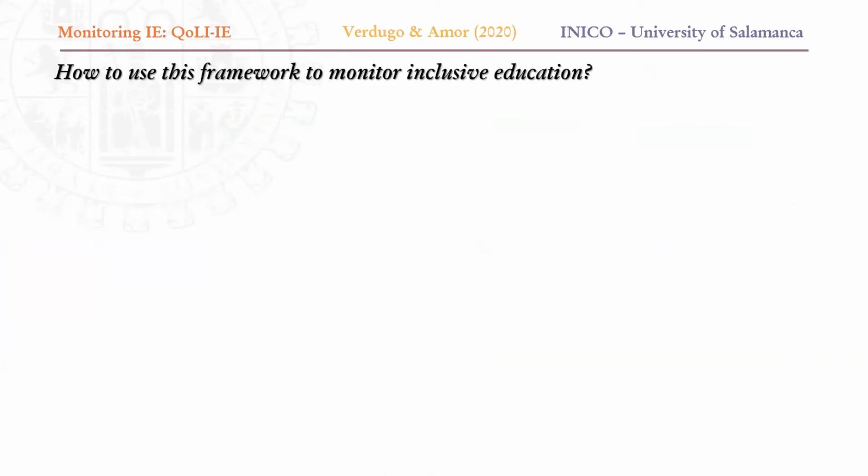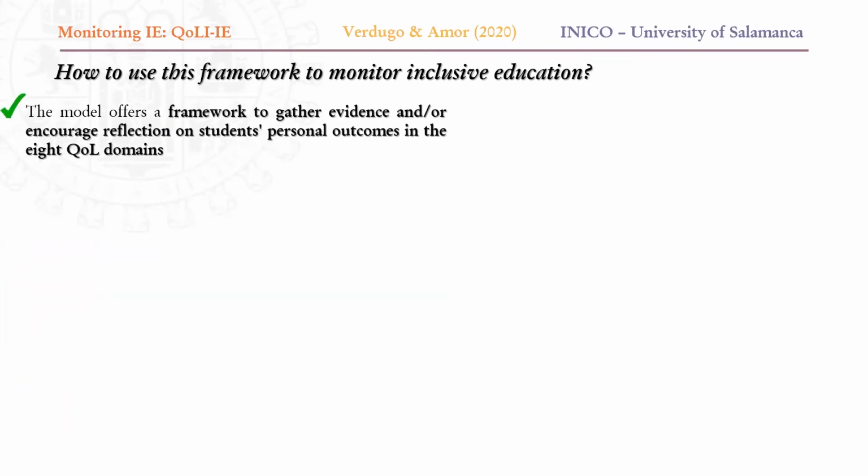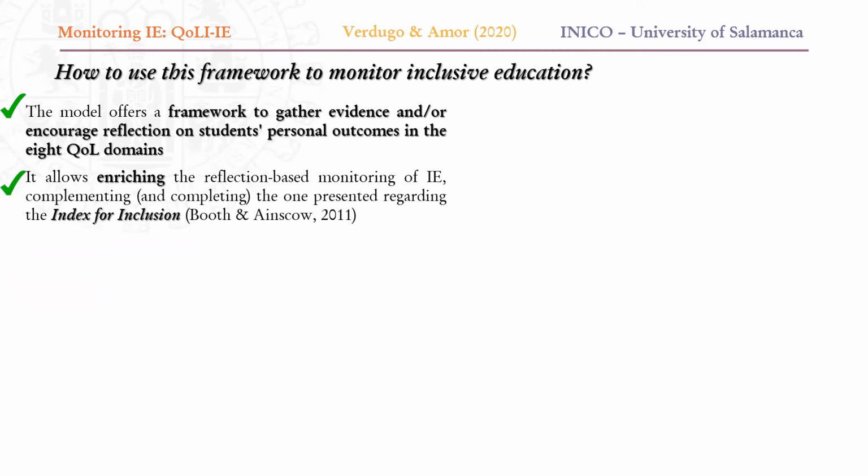How to use the quality of life framework to monitor inclusive education, which is the proposal that we've developed in this project. The QUAL model offers a framework to gather evidence and or encourage reflection on students' personal outcomes in the 8 quality of life domains, which, as explained, through their indicators are sensitive to the goals of Article 24. This framework allows enriching the reflection-based monitoring of inclusive education, complementing and completing the one presented regarding the Index for Inclusion. That's why we decided to present the index first.